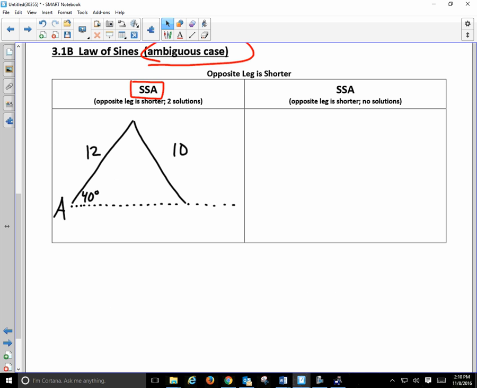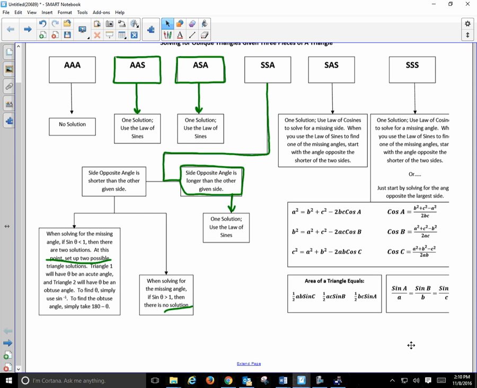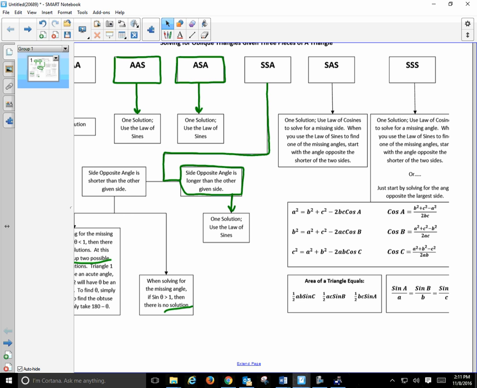Let's look at this. What's the side opposite the angle? 10. Is that longer or shorter than the other given side? It's shorter. Uh-oh. That means I can't go down to here. I've got to move over here. The side opposite the angle is shorter than the other given side. And so in that situation, you will either end up with no solutions or 2 solutions.